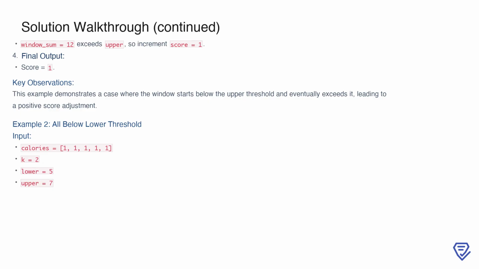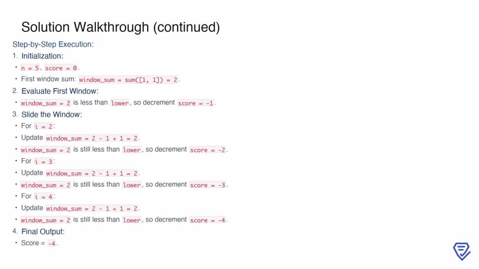Here, the calories array is 1, 1, 1, 1, 1, with k equals 2, lower equals 5, and upper equals 7. This scenario is designed to show how the score behaves when all windows fall below the lower threshold. In this second example, we start by initializing n equals 5 and the score at 0.